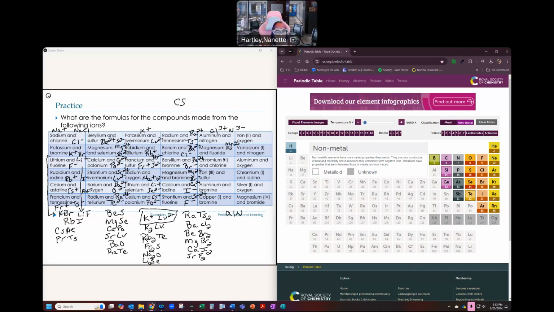Yes, it does. Okay. I confused myself with the G that I put there. And then fluoride, which again is F minus. So we've got our MgF2.